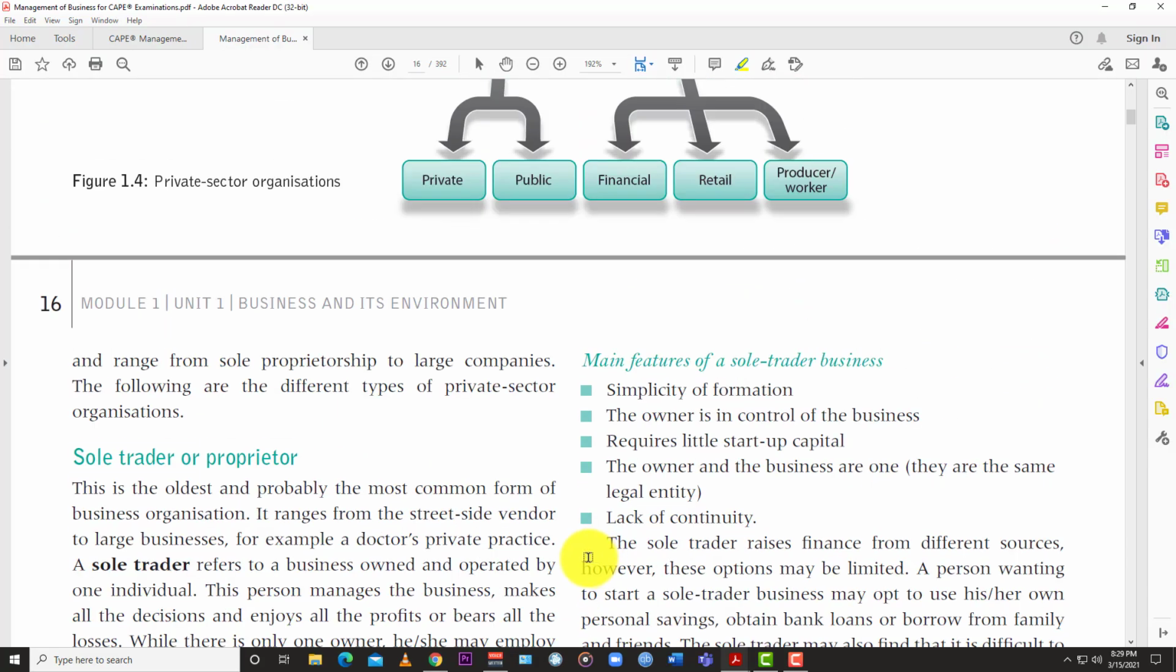Some features of the sole trader business: again, very simple to form compared to the others. So it's simplicity in formation compared to the others. The owner is in control of the business, it requires little startup capital. The owner and the business are one. They are the same legal entity, and there is lack of continuity. So let's look at this a little closer. There's a reason why they say this. The owner and the business are one. They are the same legal entity.